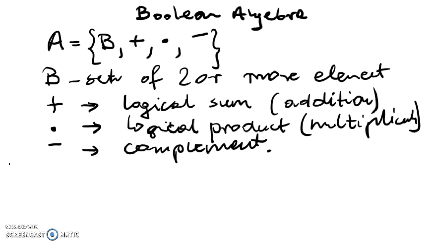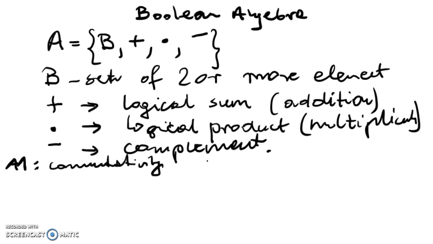And what is more important are the axioms. There are 4 axioms for this algebra. You must select such logical sum, product, and complement operations in order for the following axioms to be satisfied. So the first is commutativity. You know it already from our common algebra. It is very simple.